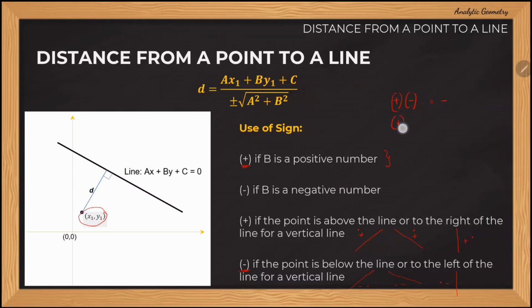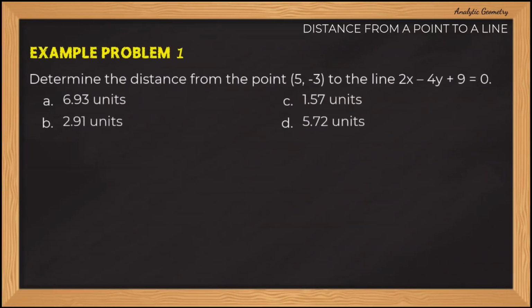Kung positive yung b, tapos yung point natin is above the line or to the right of the line for the vertical line, okay, so positive din yun, so magiging positive yung ating gagamitin sa may baba ng ating formula. Okay, so I think naintindihan nyo yung ibig ko sabihin guys, so dalawang combinations kasi yan, so all you have to do is to multiply the signs, kung positive positive, edi positive, kung positive negative, edi negative yung ating magiging results. Okay, so ayun, so let us now solve this problem para mas maintindihan natin yung pag-apply nitong ating formula para sa distance from a point to a line.